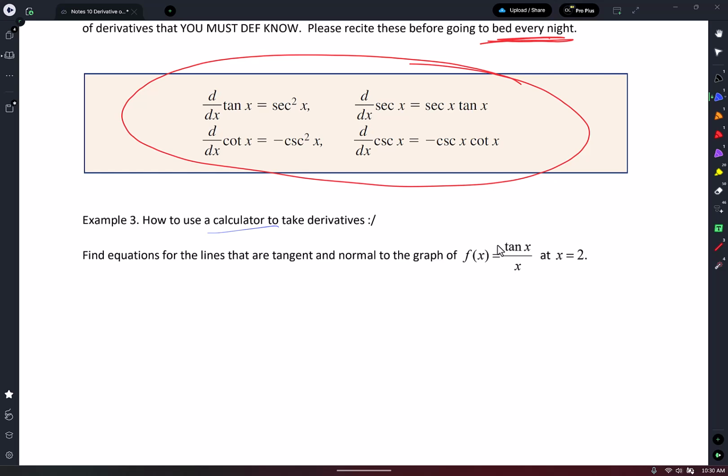Okay. I'm going to show you 2 ways on how to find this derivative. So let's see. It says, find the equation for the lines that are tangent and normal to the graph of tan x over x at x equals 2. So here we go. You guys ready?